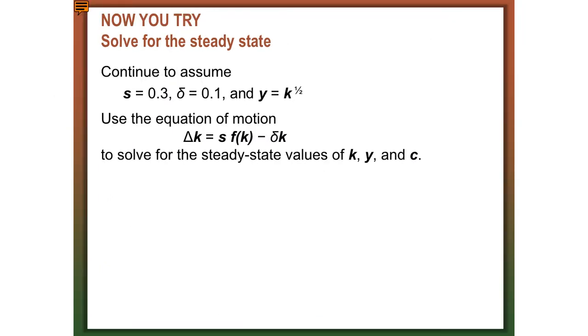All right, and if you don't have a spreadsheet all programmed nice and handy, then we can solve for this algebraically without too much trouble. So again, we're going to be given the same initial conditions here. And this time, instead of using a spreadsheet, we're going to use the equation of motion, what I've been calling the law of motion, same thing. We're going to use this equation here to solve for the steady state values of capital per worker, output per worker, and consumption per worker.